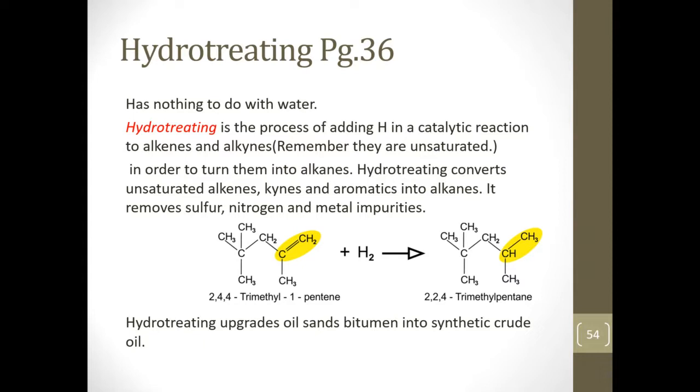Hydrotreating converts unsaturated alkenes, alkynes and aromatics into alkanes. It also removes sulfur, nitrogen, and metal impurities. So very fascinating, very marvelous. Hydrotreating upgrades oil sands bitumen into synthetic crude oil. So there is something that may have some relevance to us.